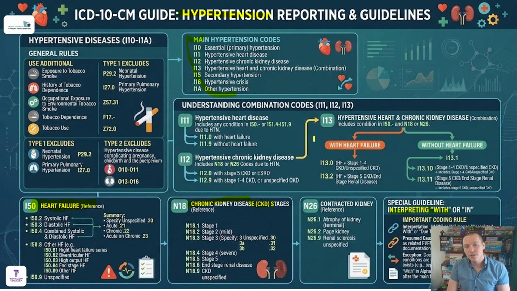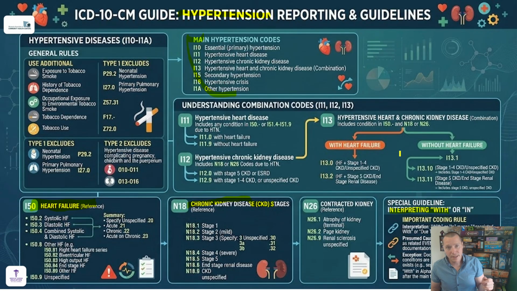So basically you just follow the table for if the patient has hypertension and just heart disease, then you'll use one of these I codes here. If it's the hypertension with CKD, then you'll use this. If it's both, then you'll use one of these. And that's pretty much it. That's how you'll report hypertension.